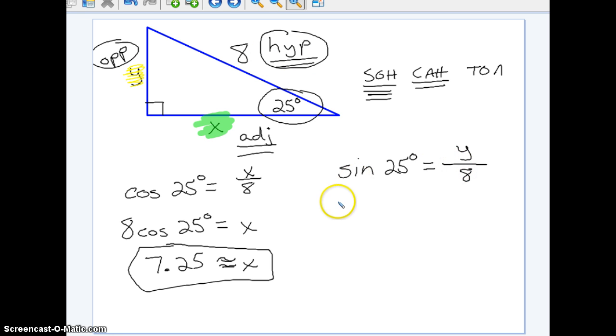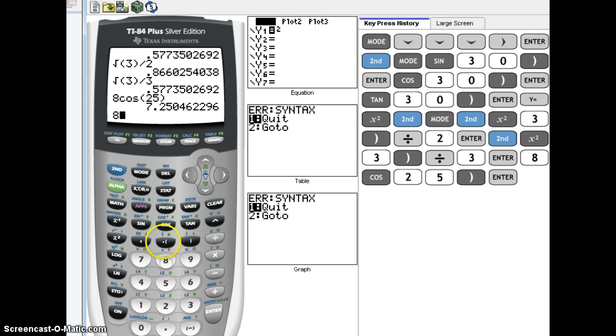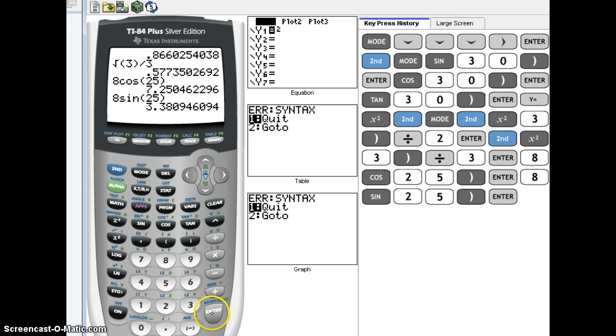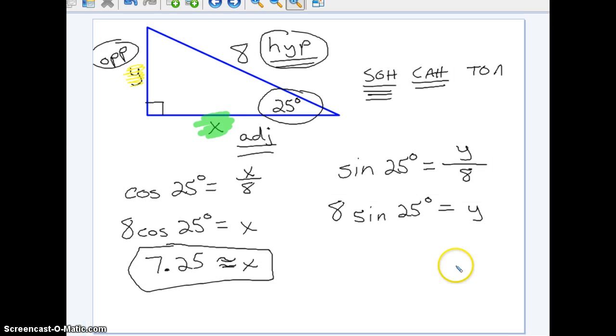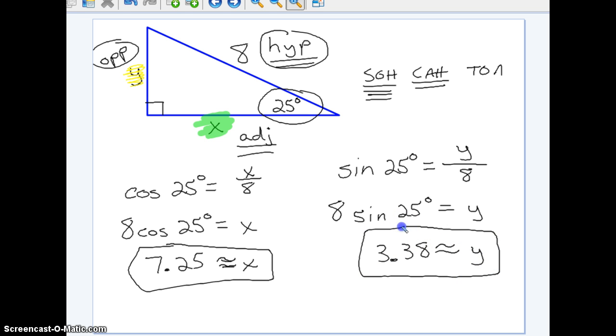And again, multiplying each side by 8 will give us 8 times the sine of 25 degrees equals y. So let's type in 8 sine of 25. 3.38. 3.38 is the approximate value of y. Okay, so that's how you use trig functions to find missing side lengths in a triangle.